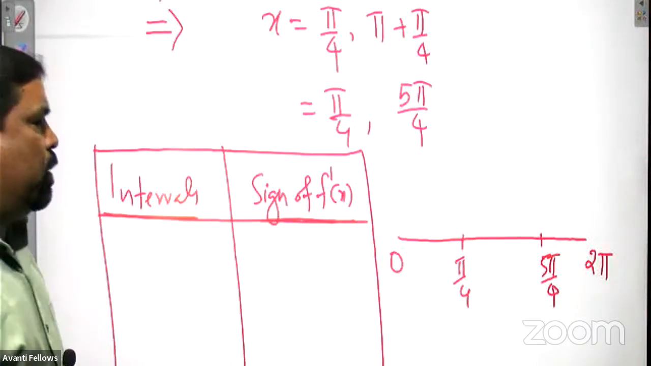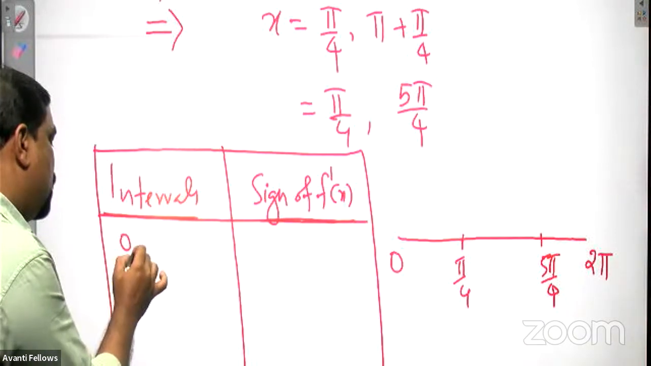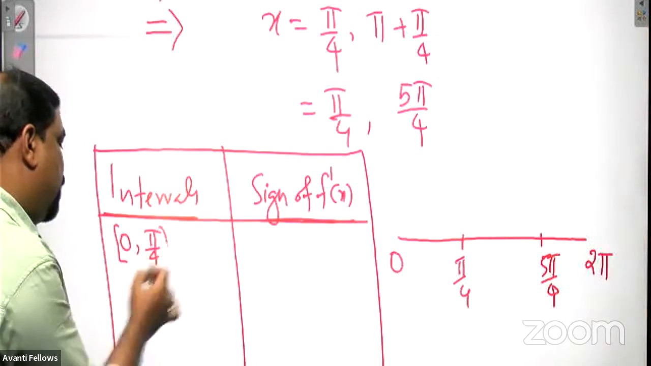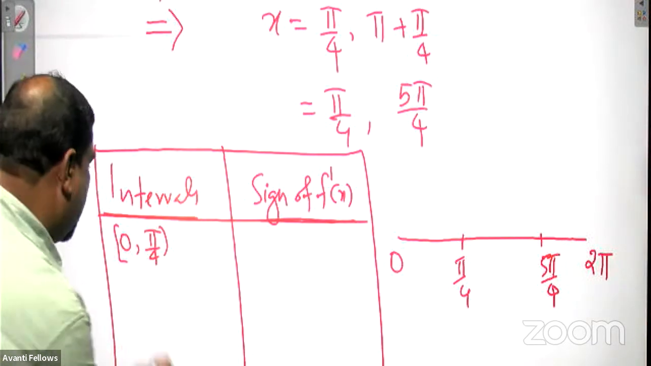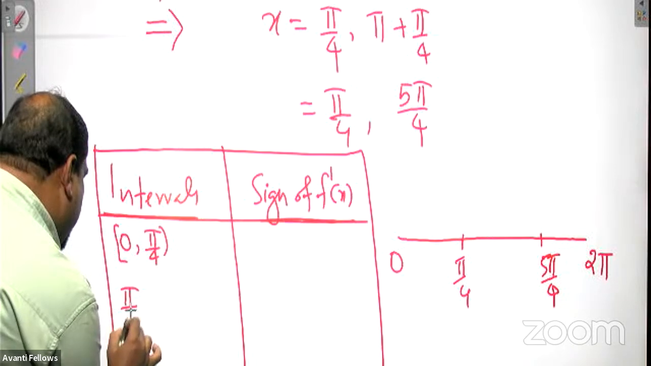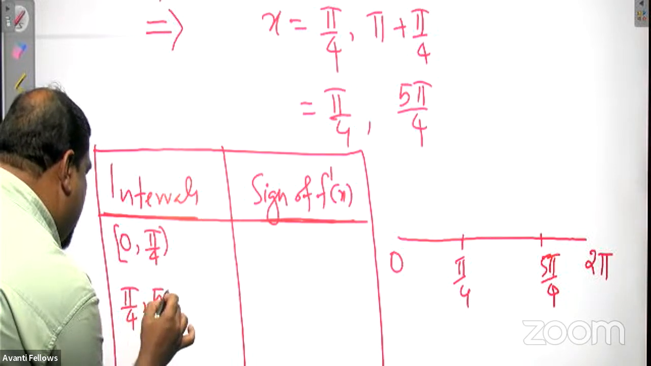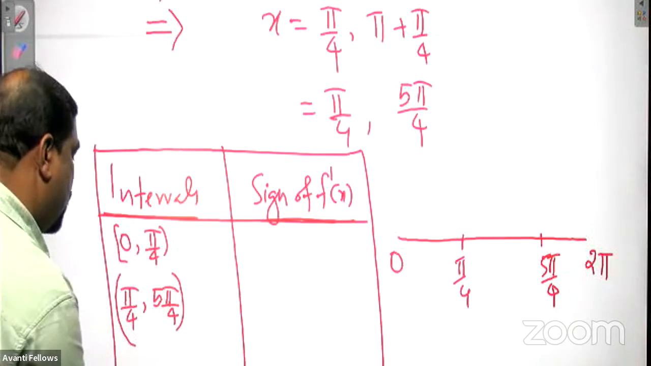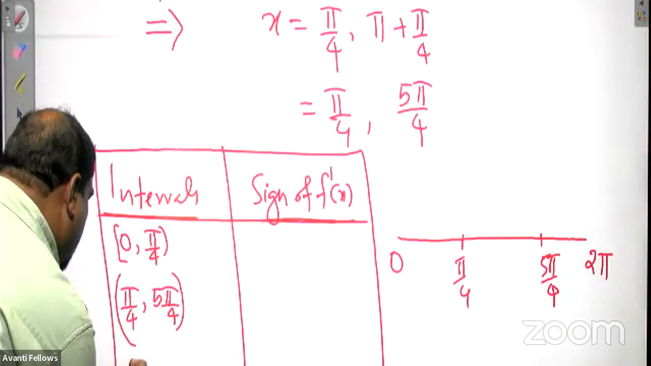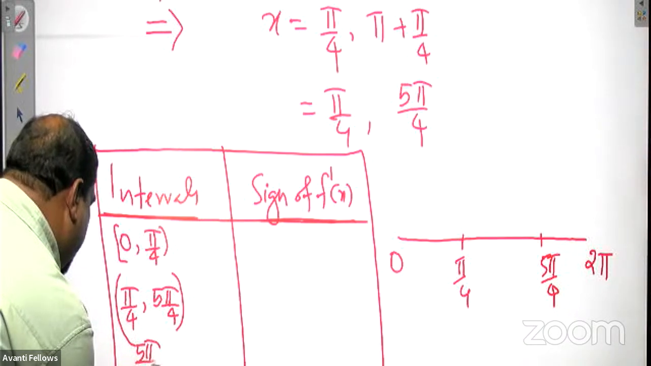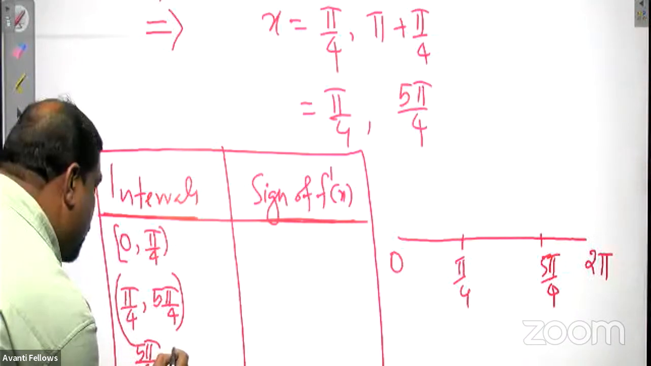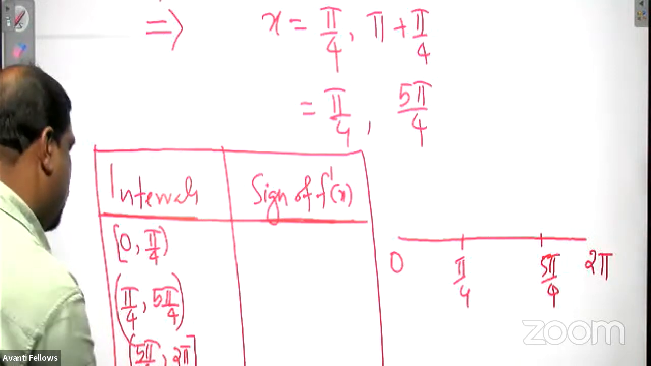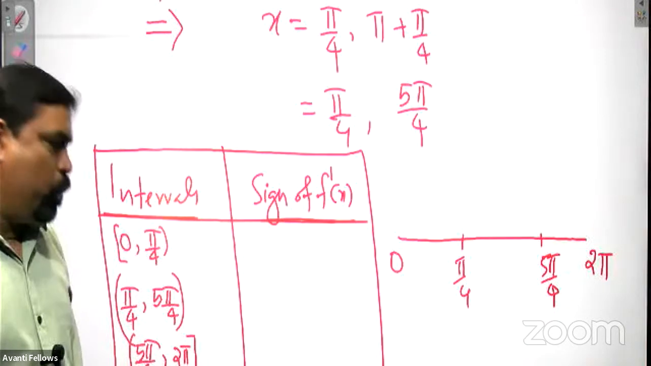So make it as a table. Okay. The first interval is 0 to pi by 4. And second interval is pi by 4 to 5 pi by 4. And third interval is 5 pi by 4 to 2 pi.